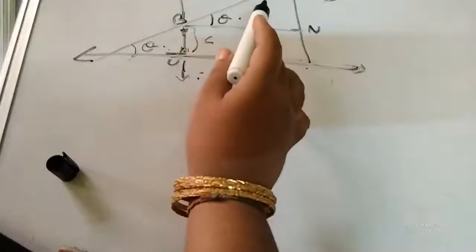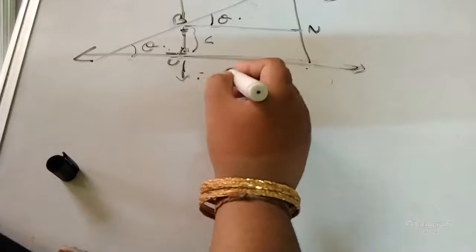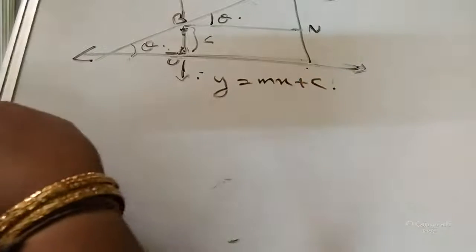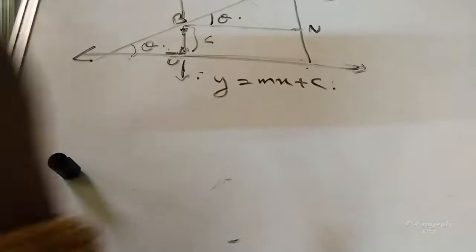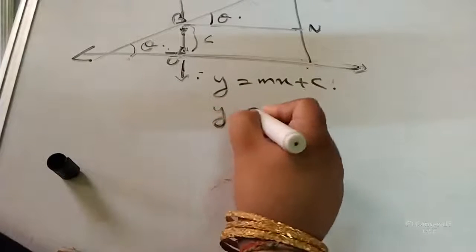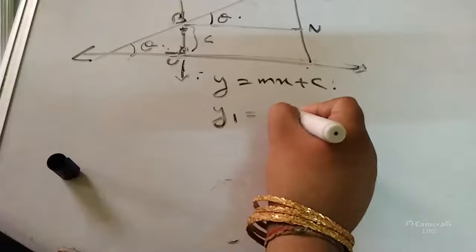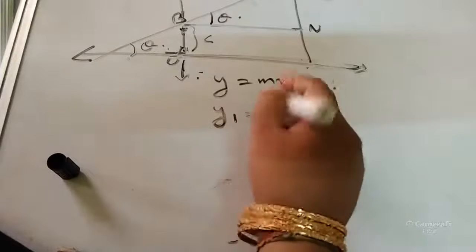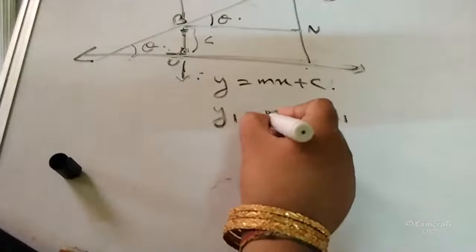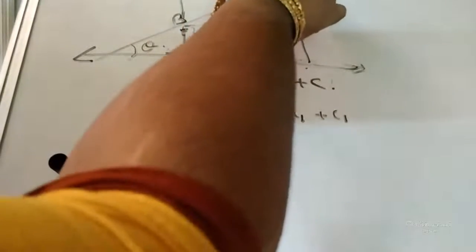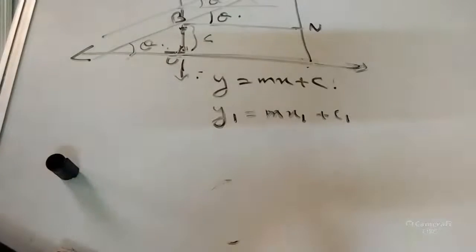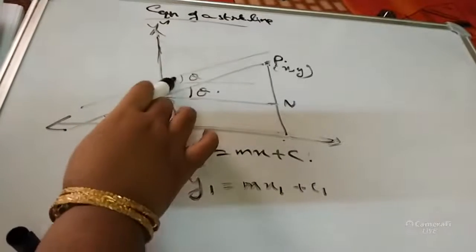For that we take a straight line, and here we have the equation of one straight line. We have got it to be y equals mx plus c. And we consider another straight line whose equation will be of the same form, but we take it to be y1 is equal to mx1 plus c1. Now that line will have the same angle of inclination, like this angle line we take, which is having the same angle of inclination theta.